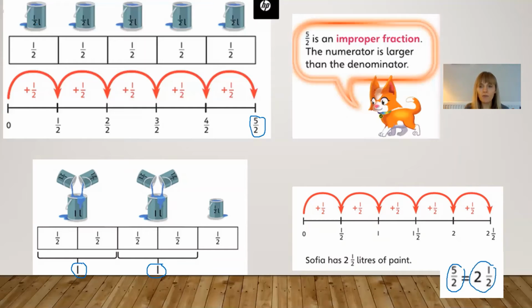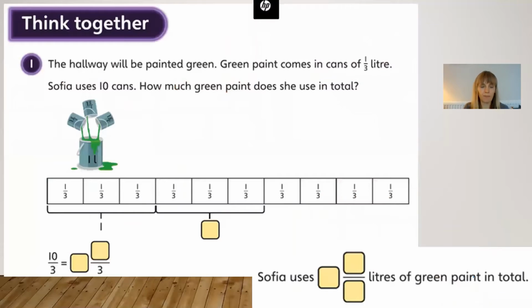There are 2 new vocabulary words that we're going to be using a lot today and tomorrow. As long as you remember, an improper fraction has a larger numerator than denominator, and a mixed number is where you put it back into how many wholes that has made and how many fractions are left over. Okay, so let's have a look at this together.